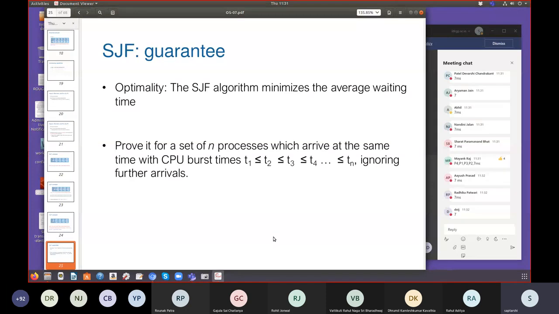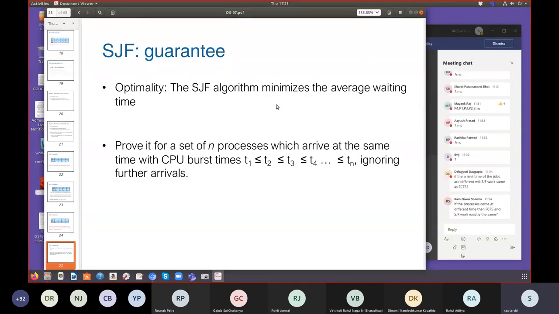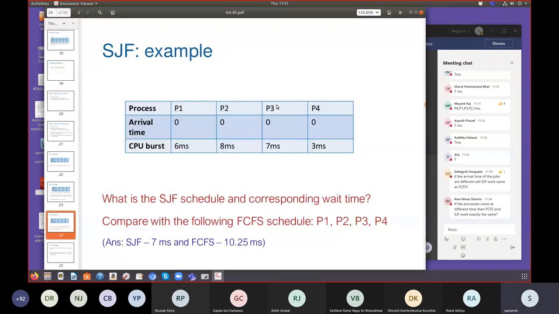Now, another homework also here. Okay, Devojyoti has a good question. If the arrival times of the jobs are different, will SJF work the same as FCFS? Both questions, from Devojyoti and Ramnivas, are the same. If the arrival times of the jobs are different, will SJF work the same as FCFS? Okay, let's think.